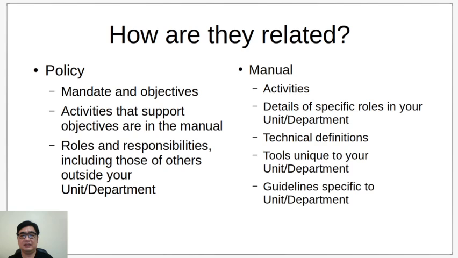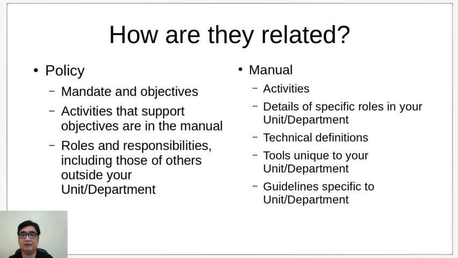And the policy also contains roles and responsibilities that include those of others outside your unit or department. For example, if your medical records policy exists, then it should also have the responsibilities of doctors, of nurses, and of others that are involved in documentation of health records. Your manual will contain activities that are generally enumerated in the policy, as well as details of specific roles in your unit or department.